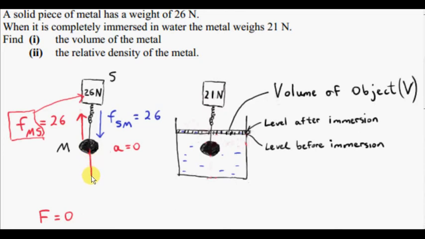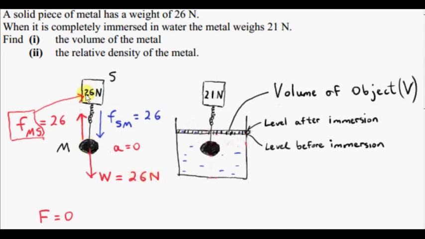Well, we obviously have its weight, which is vertically down. Let's call it W. Since F is zero, the sum of the forces on this object must be zero. So these are the two forces acting on it, the only two forces acting on it. So we can see straight away that W must have magnitude 26 newtons.